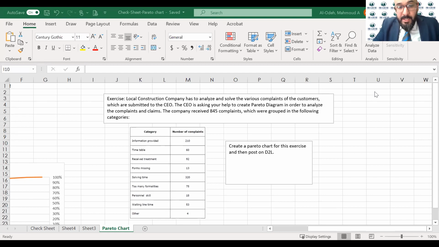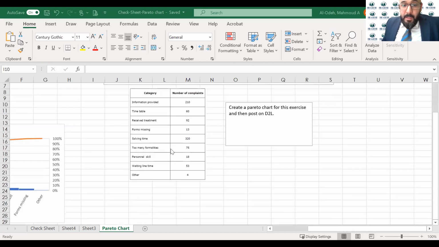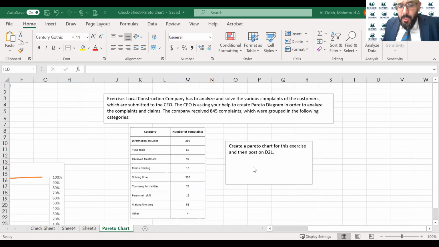Information provided, 210 complaints. Timetable, 60 complaints. Received treatment, 92. Forms missing, 13. Solving time, 320 complaints. Too many formalities, 75 complaints. Personal skills issues, we have 18 complaints. Waiting timeline is 53 complaints. Other would be 4 complaints. Create a Pareto chart for this exercise and post it to the detail.